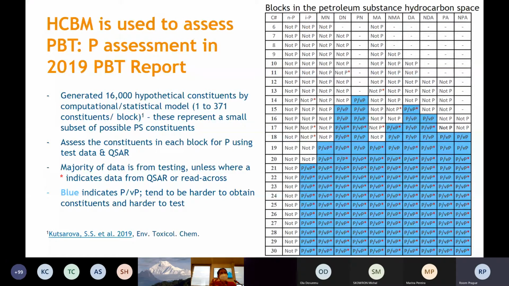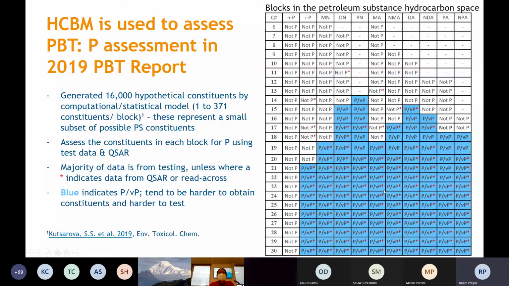So we then take these 16,000 constituents, some of which have been confirmed to be in petroleum substances, and some of which we are not able to analytically confirm. And so then we have allocated them to their respective blocks, and then assessed for each block the persistence of the constituents that we've now stuck into that block. We assess their persistence based either on experimental test data or on QSAR. For persistence, we have a lot of experimental data. And so the majority of the information that we have is from testing, unless where you see a little red asterisk, and that is when we have generated the data from QSARs.